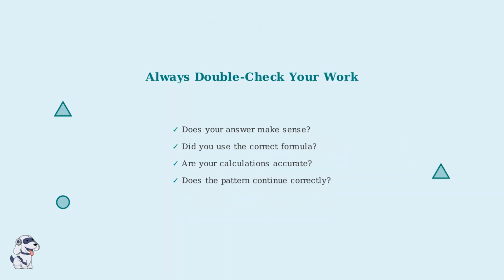Verify that your answer makes sense in the context of the problem, confirm you use the correct formula, check your arithmetic, and ensure the pattern continues as expected. This final step prevents most common errors. By following these systematic problem-solving tips, you'll approach sequence and series problems with confidence and accuracy. Remember, identify, organize, choose, substitute, calculate, and check.